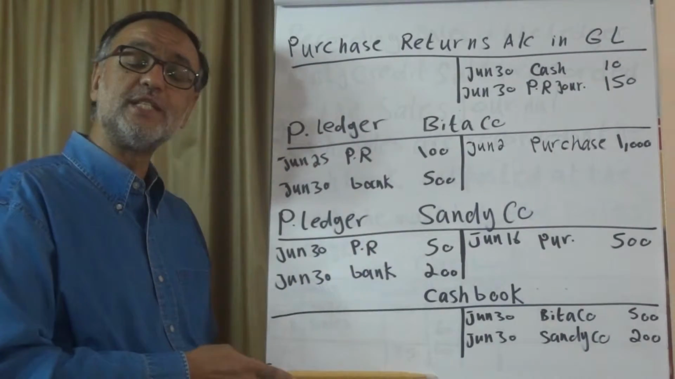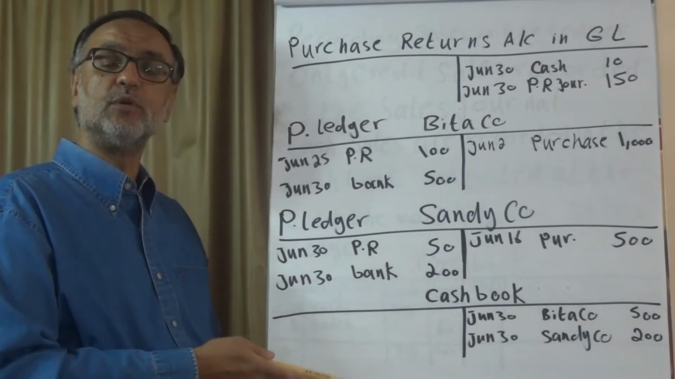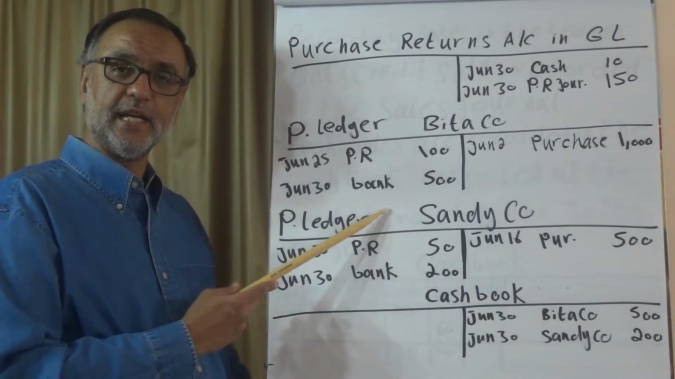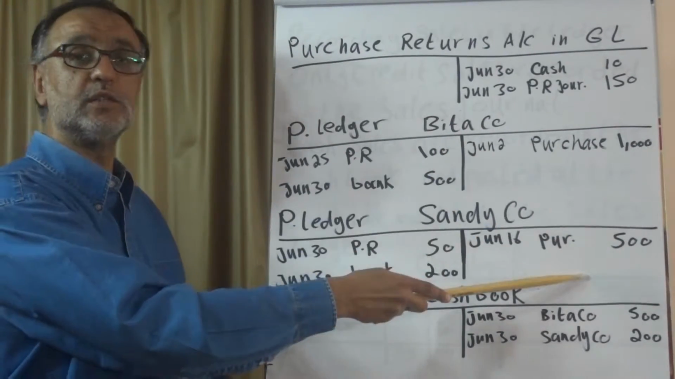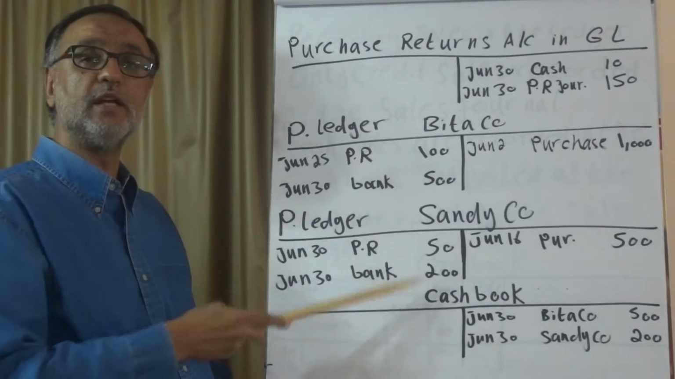So this reflects the two sets of entries. We did the entry to record the purchase and the amount owed to the two suppliers, and then we did the purchase return and we did the payment.